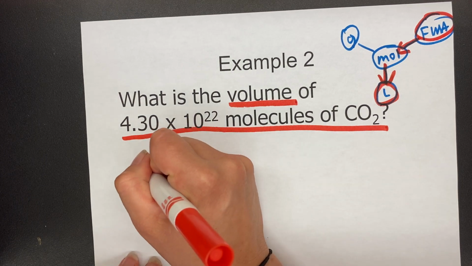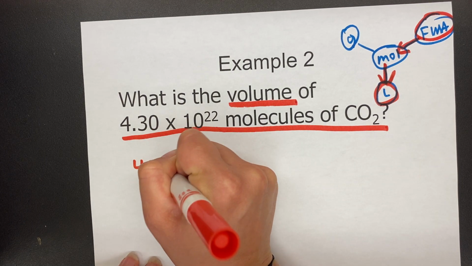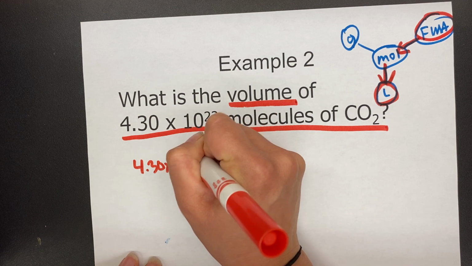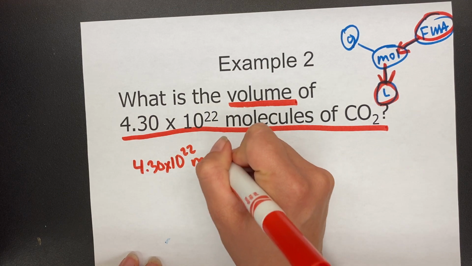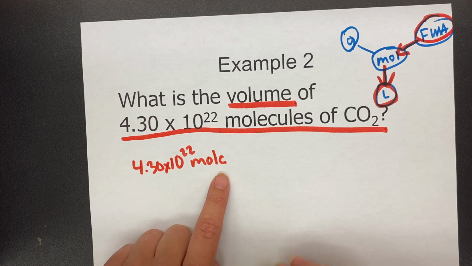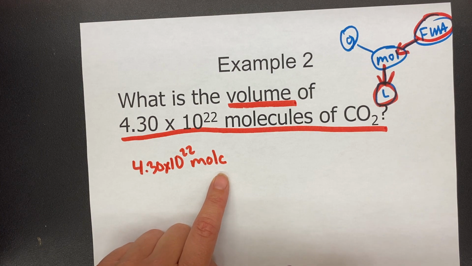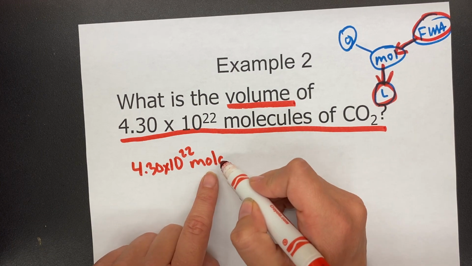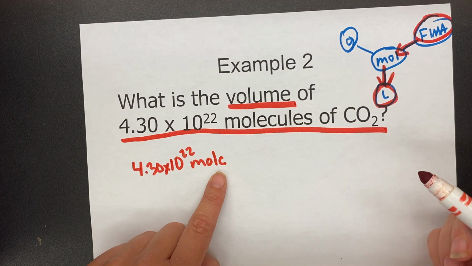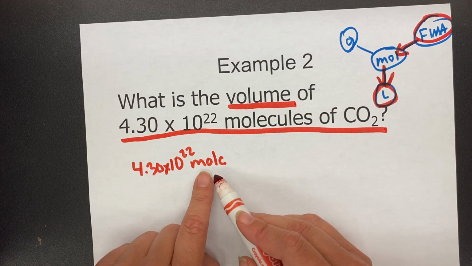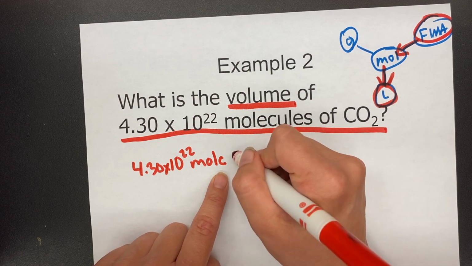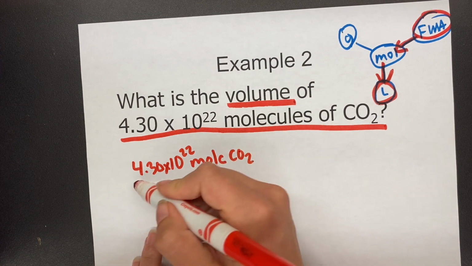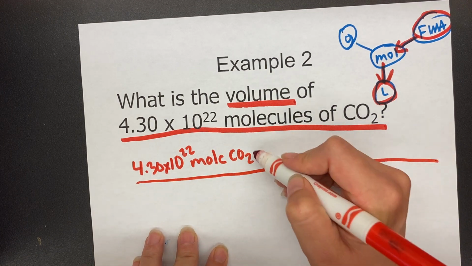So we're going to start with our given, 4.30 times 10 to the 22nd molecules. Now, when you abbreviate molecules, you need to make sure that you can tell your C from your E. Because if you abbreviate it M-O-L-E, it's going to look like moles and you're going to confuse yourself. So in abbreviating molecules, you put a C at the end. Make sure you can read your own handwriting or you're going to get confused.